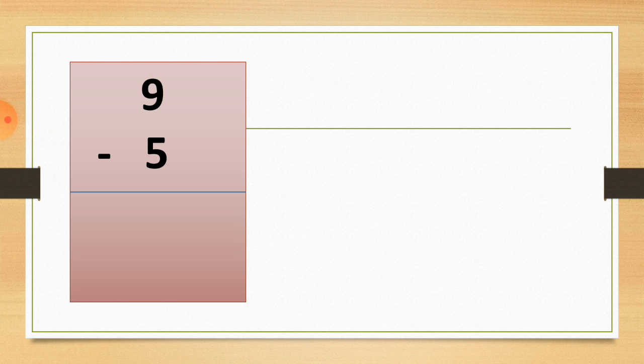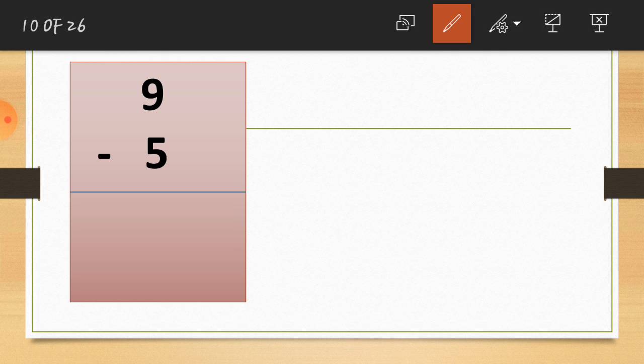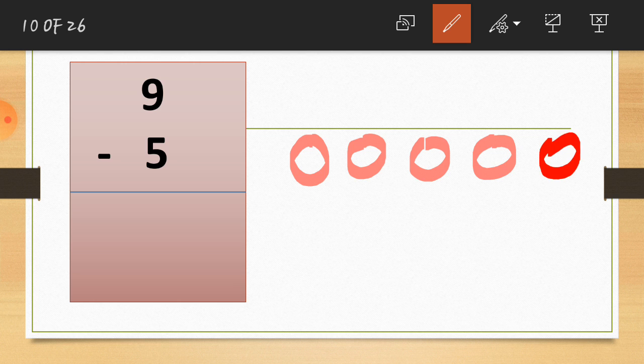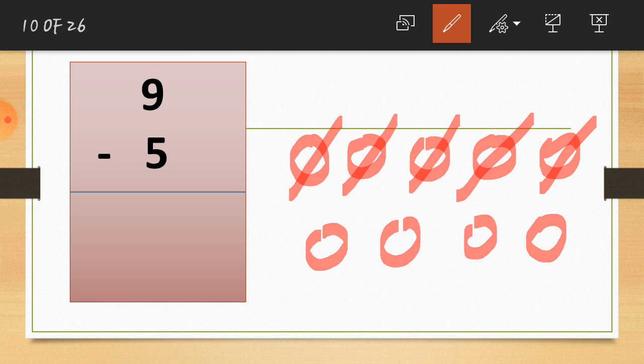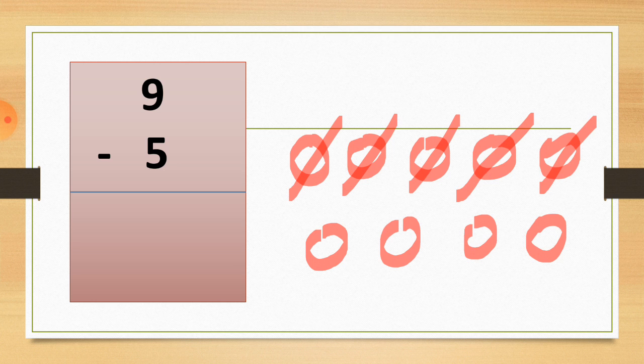First of all, I'll make 9 circles here. Just count it: 1, 2, 3, 4, 5, 6, 7, 8, and here is the 9th circle. So here are the 9 circles, students. We have to cut 5 circles from it, so we get our answer. So let's cut the 5 circles first: 1, 2, 3, 4 and 5. So here we cut the 5 circles.